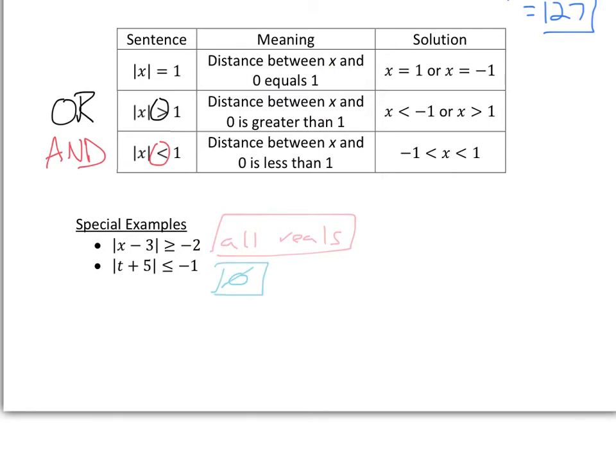Okay, so if you're greater than a negative number, it's going to be all solutions. If you're going to be less than a negative number, it's going to be no solutions.